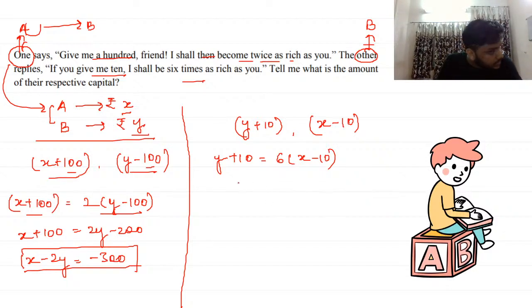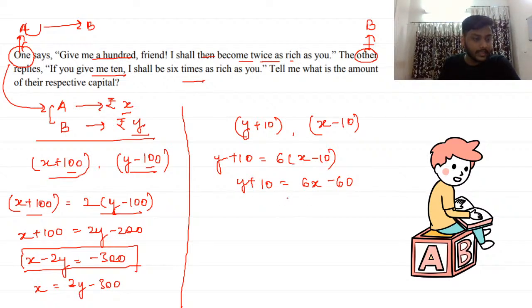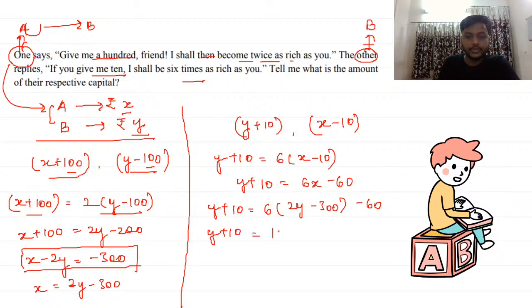So from here again, you can say that y plus 10 is equal to 6x minus 60. Okay, from here if you find out the value of x, that will be 2y minus 300, and from here I will have this as my equation. What I am doing here is putting in the value of x, so I will have y plus 10 equal to 6 times of 2y minus 300, minus 60. This is nothing but y plus 10 equal to 12y minus 6 times 3 is 18, so I have 1800 minus 60, correct?